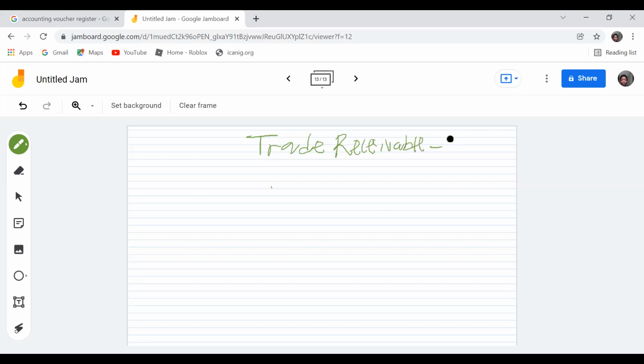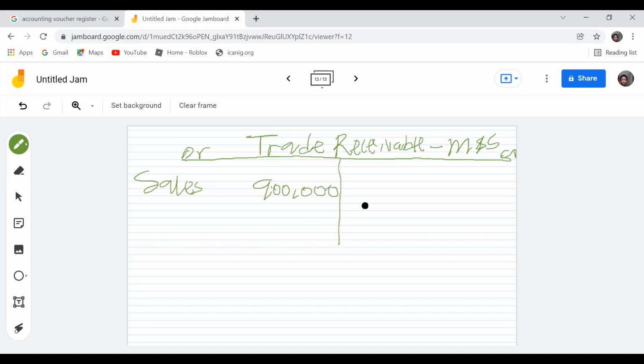Trade receivable, Miles and Stone. Credit and debit is enough. So we know we made a sales of how much? From the sales account, sales of 900,000. And then we are going to say payment. You only made a payment of 675,000. So that means how much is owing us now?